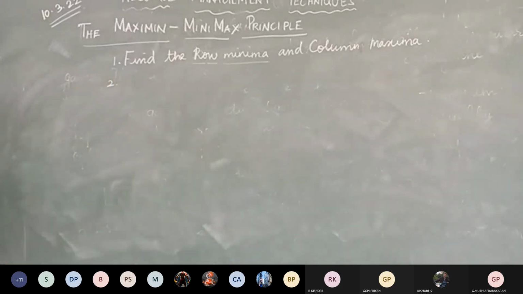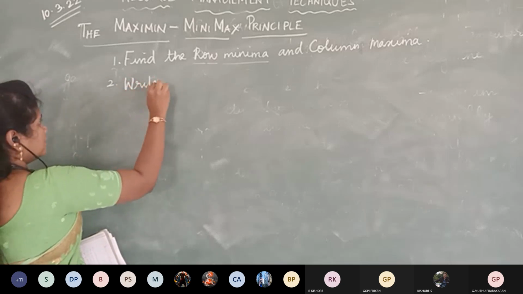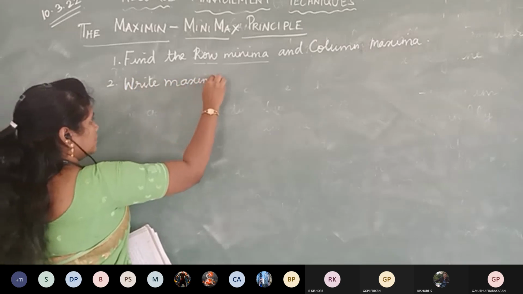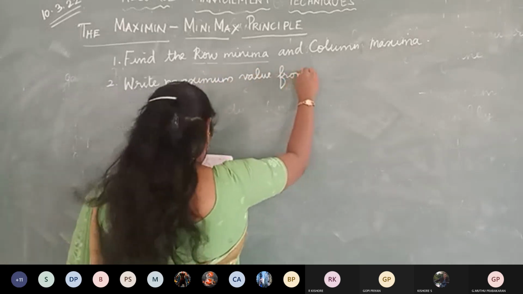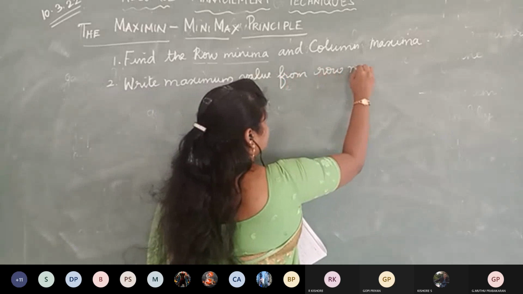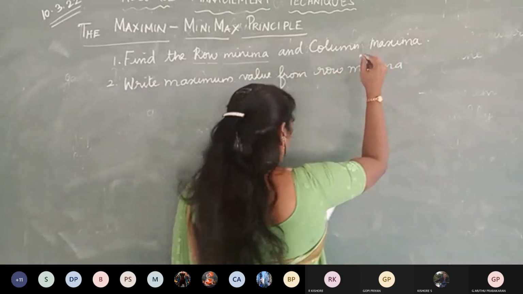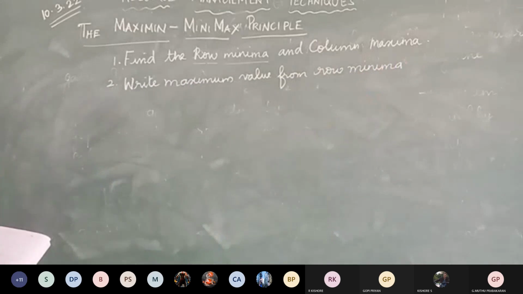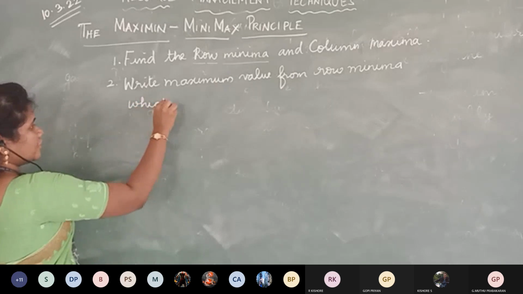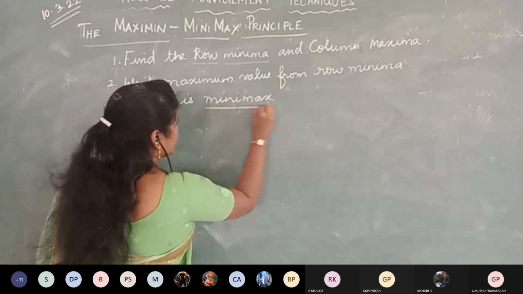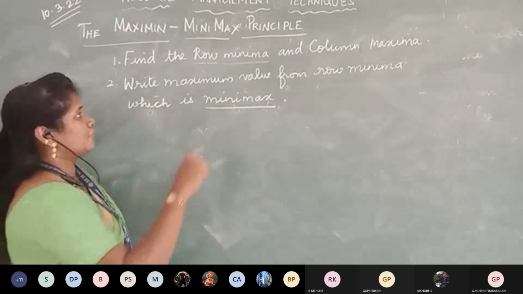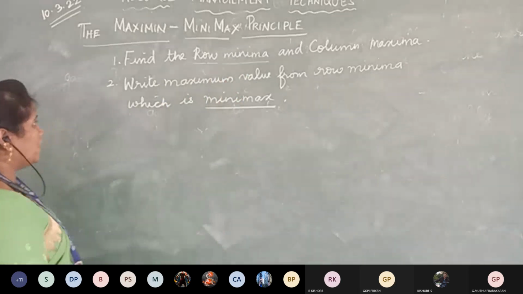Second step, write the maximum value from the row minima, which is your maximin. Your maximum value from your row minima will become your maximin.